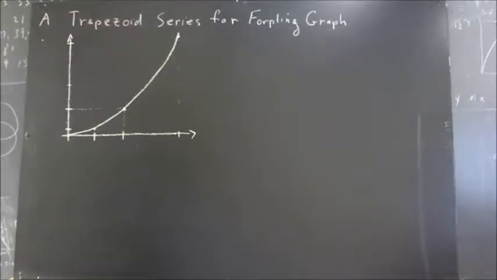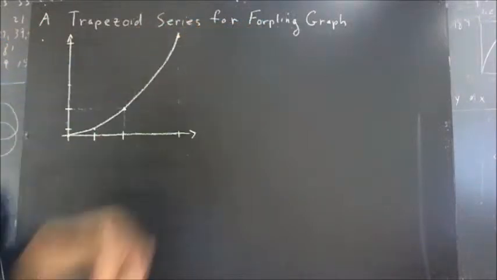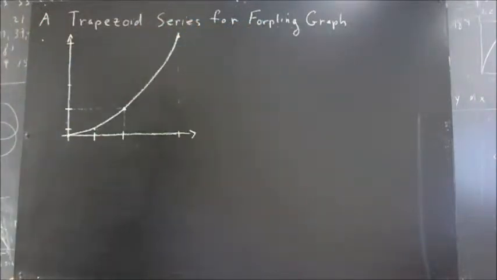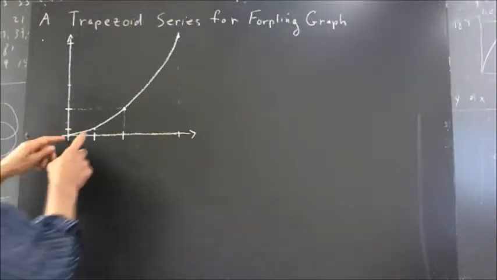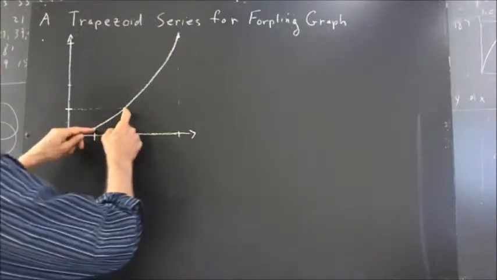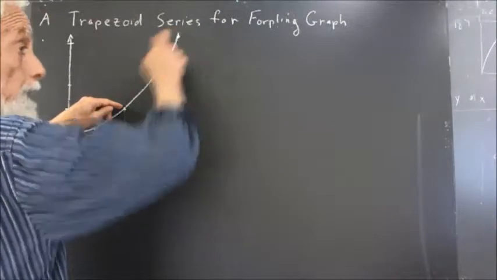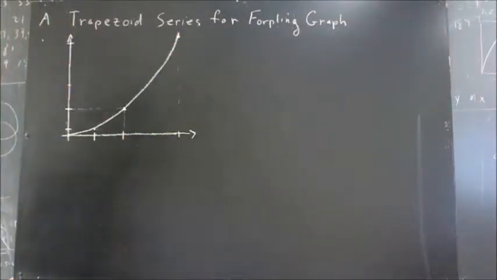Okay, I've first of all constructed a forpling graph, and I'm going to construct a series of trapezoids for the forpling graph. So what I'm going to do is I'm simply going to connect this point to this one, and then this one to this one, and then this one to this one, using approximating segments to create 1, 2, 3 trapezoids.